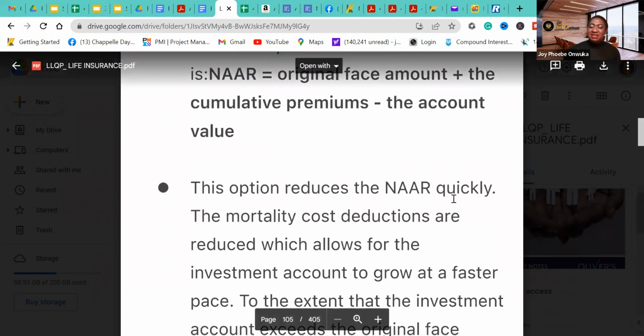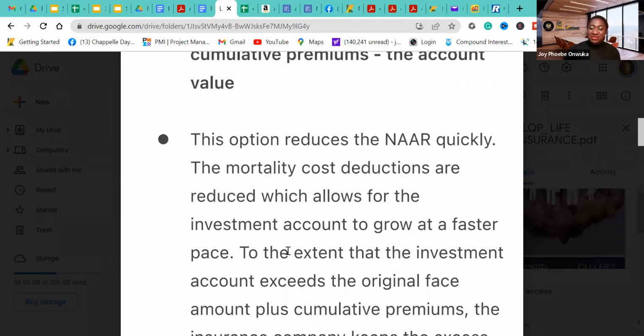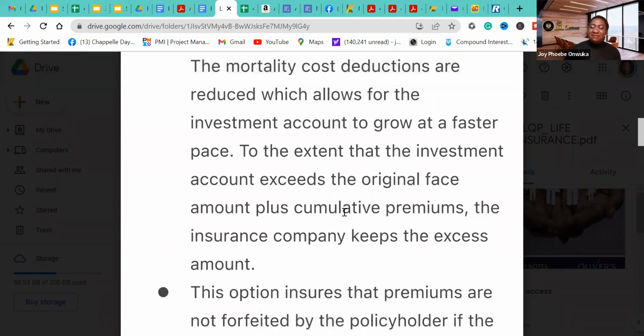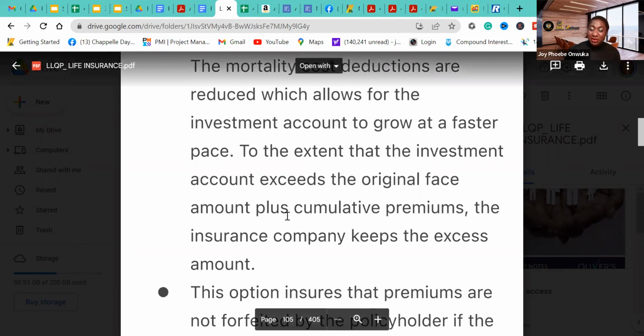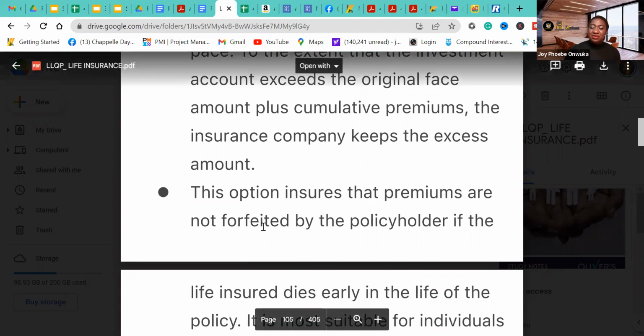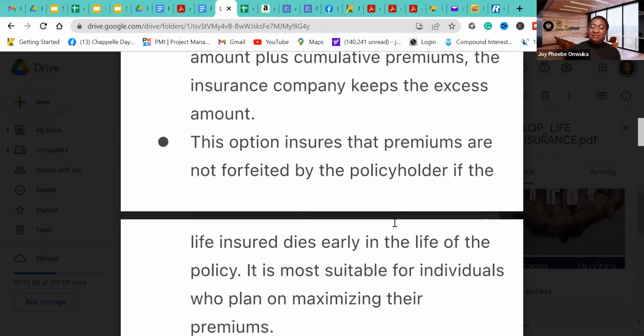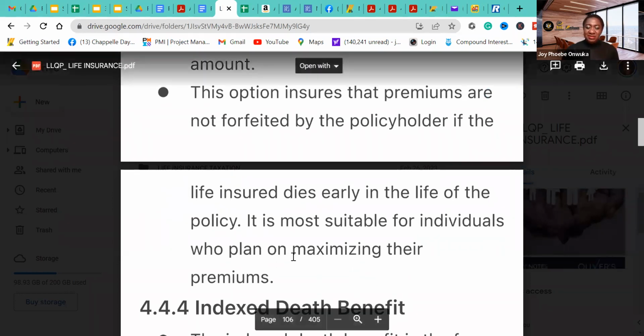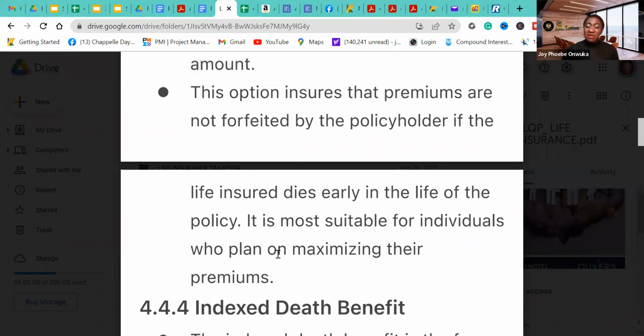Now, this option reduces the net amount at risk quickly. The mortality cost deductions are reduced, which allows for the investment account to grow at a faster pace. To the extent that the investment account exceeds the original face amount plus cumulative premiums, the insurance company keeps the excess amount. This option ensures the premiums are not forfeited by the policyholder if the life insured dies early in the life of the policy. It is more suitable for individuals who plan on maximizing their premiums. Okay.